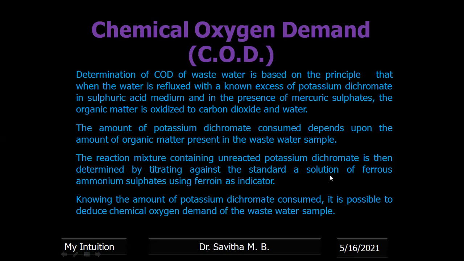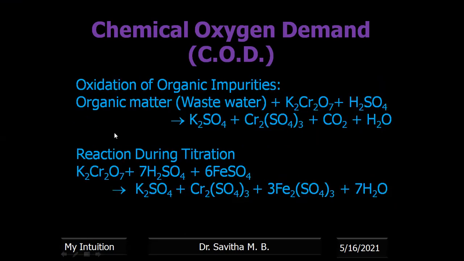Then the unreacted potassium dichromate is determined by titrating against ferrous ammonium sulfate, which is a reducing agent, using ferroin as the indicator. Okay, as much potassium dichromate is consumed, so much organic matter is present. Right, now to understand it better, let me just explain in the form of a diagram. Right, these are the reactions.